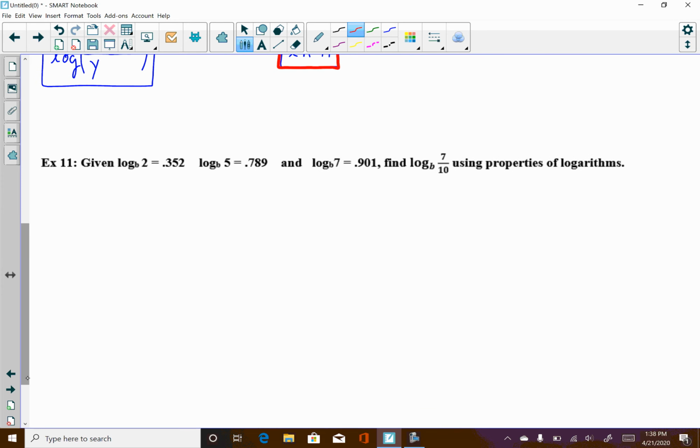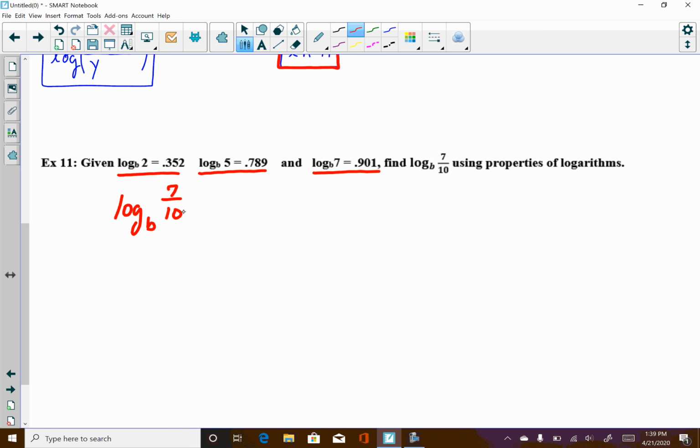And then lastly here, in example 11, they're giving you some information about a particular log, but they're not telling you what the base is. So you would have to use the information given. You couldn't just find it on your own, for example. So they're telling us log base b of 2 is this value, and log base b of 5 and log base b of 7 are those values. They want us to find log base b of 7/10.